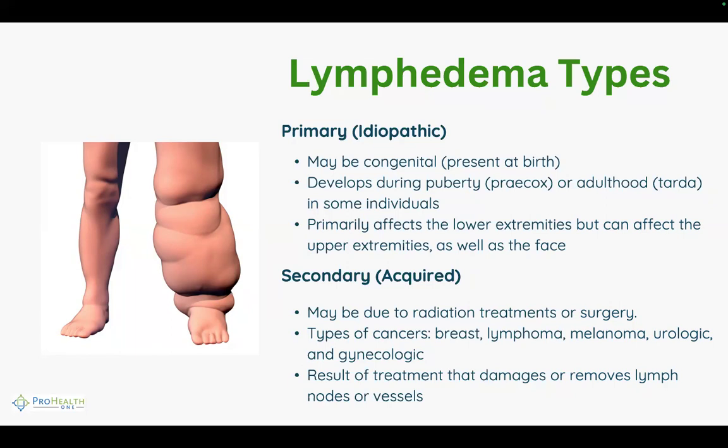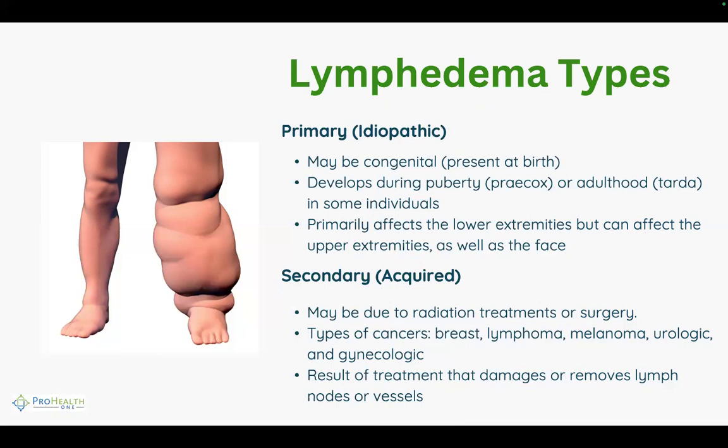Some people develop it later in life, some people very early. If it develops during puberty, it's usually called praecox lymphedema. If it's later in adulthood, they call it tardive lymphedema. And primary lymphedema would usually affect the lower extremities, but you can also have it in the upper extremities all the way up to the face.